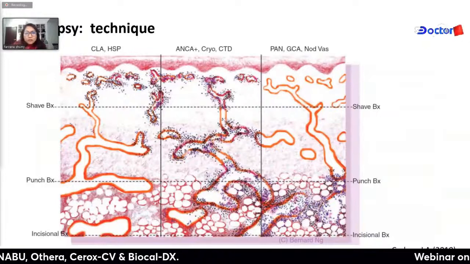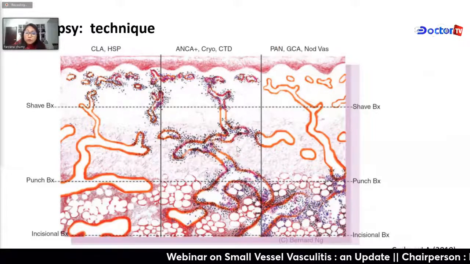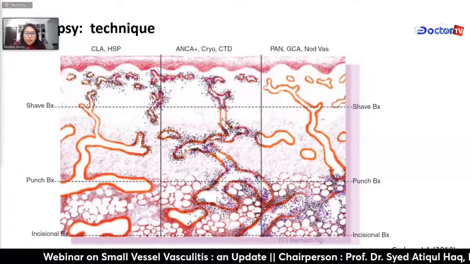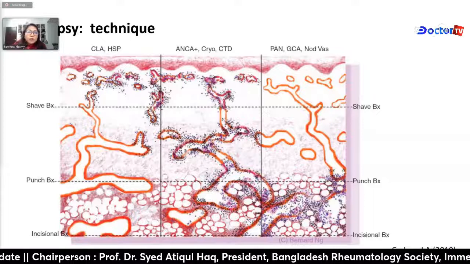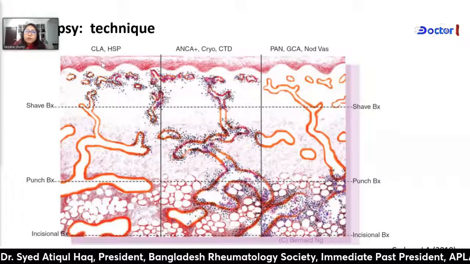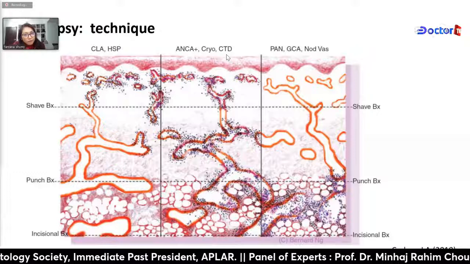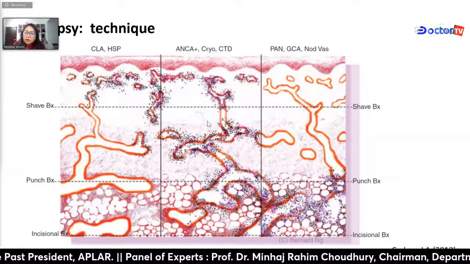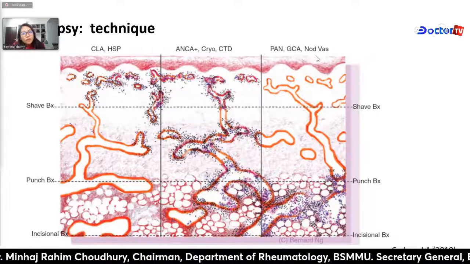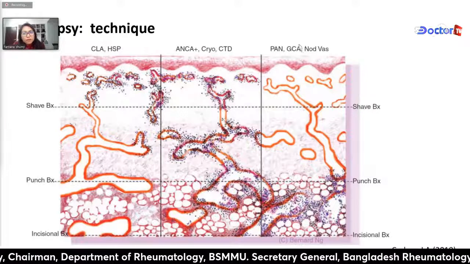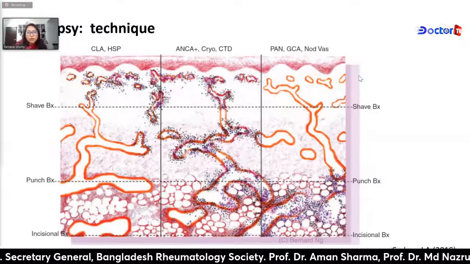This biopsy technique shown is a punch biopsy. It involves the dermal and superficial vessels, but if we want to take the deep, muscular vessels, we have to do a deep punch biopsy, wedge biopsy, or incisional biopsy. You can see here that cutaneous leukocytoclastic angiitis and Henoch-Schönlein purpura involve the superficial dermal vessels. ANCA-associated vasculitis, cryoglobulinemia, and connective tissue disease-associated vasculitis involve superficial as well as muscular layer vessels. And polyarteritis nodosa, giant cell arteritis, and nodular vasculitis involve vessels in the subcutaneous tissue, and need a deep punch biopsy, incisional biopsy, or wedge biopsy to take vessels from the subcutaneous tissue.